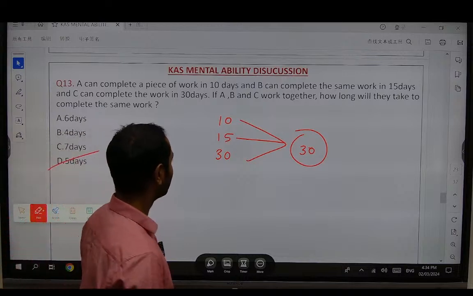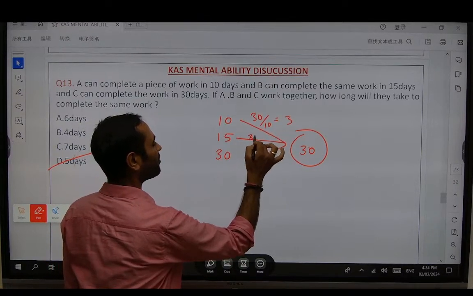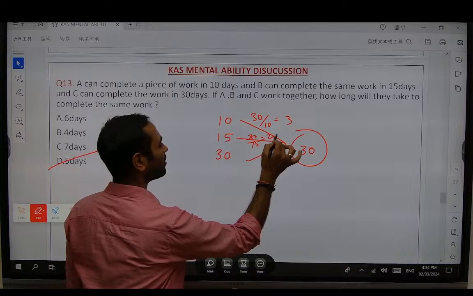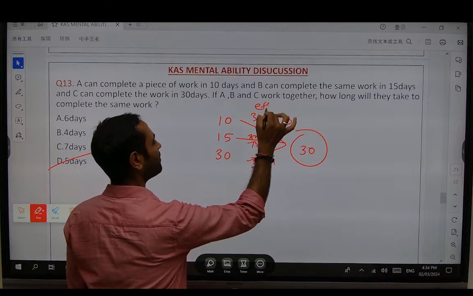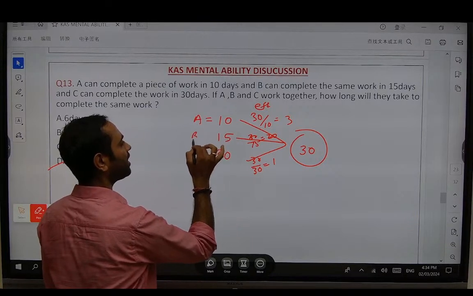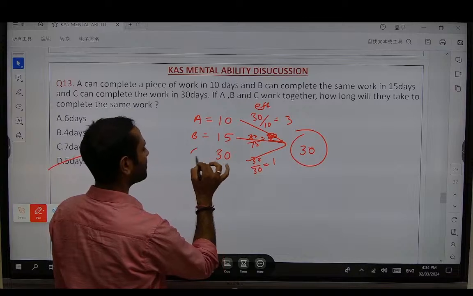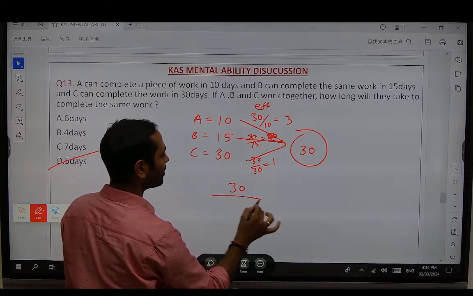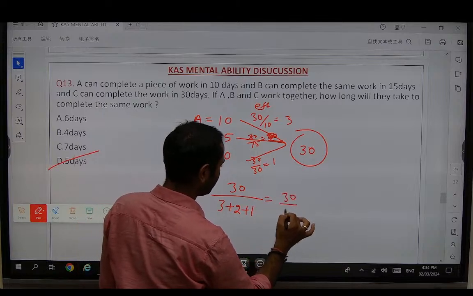Okay. So now 30 by 10, it is 3. 30 by 15, it is 2. 30 by 30, it is 1. Right? So it is nothing but our efficiency. Efficiency means A can do 3 work in a day, B can do 2 work in a day, and C can do 1 work in a day. So for doing 30 work, 3 plus 2 plus 1 is 6, so 30 by 6 will be 5 days.